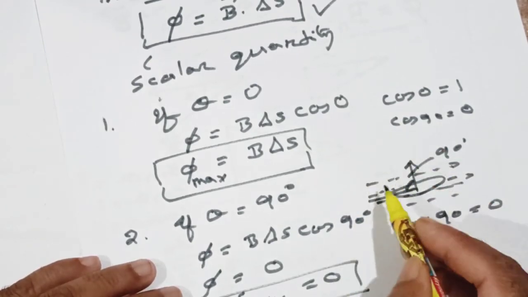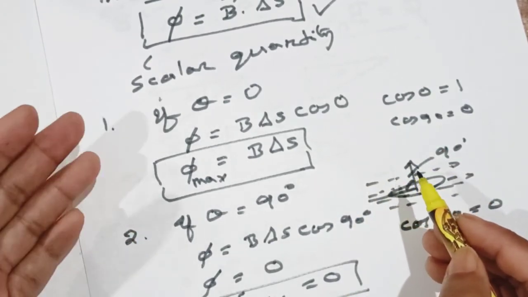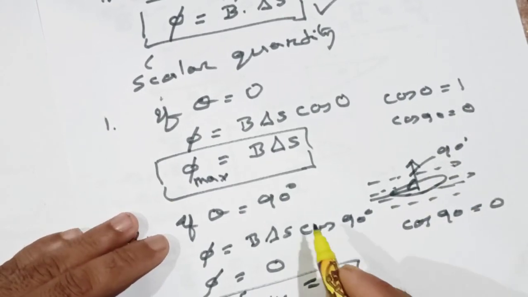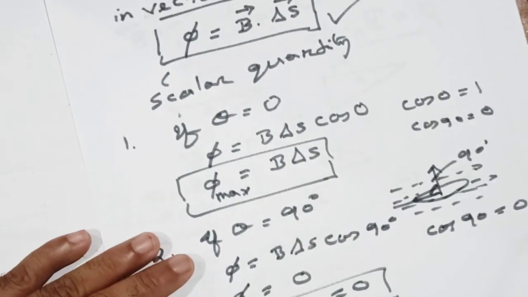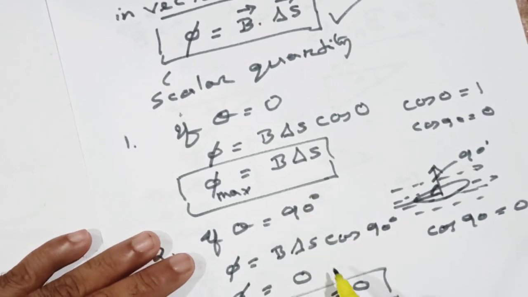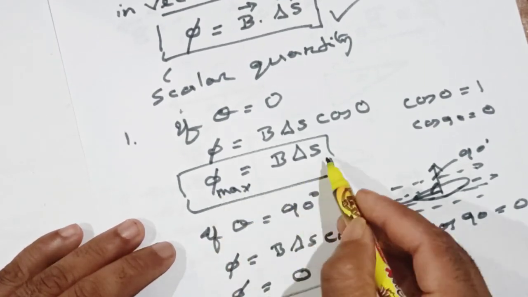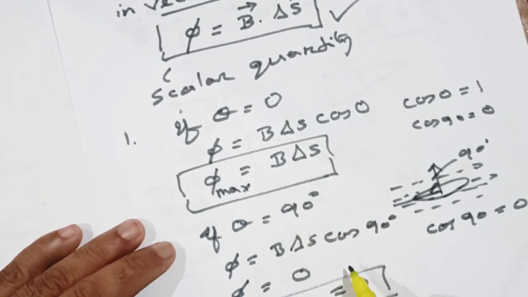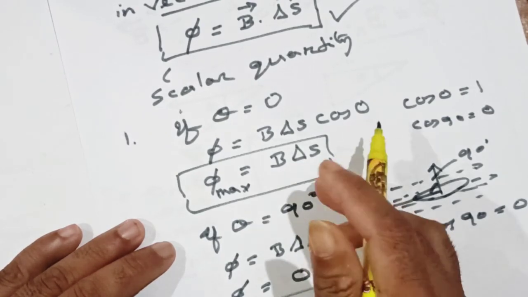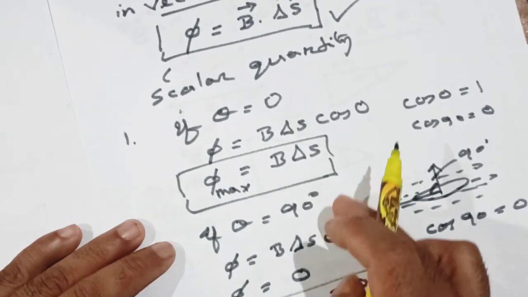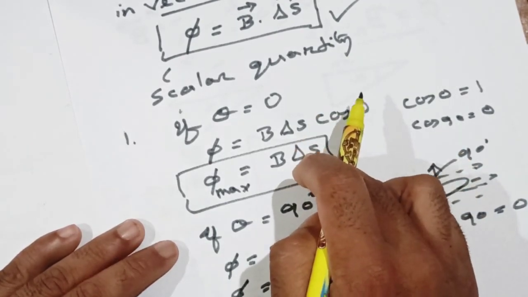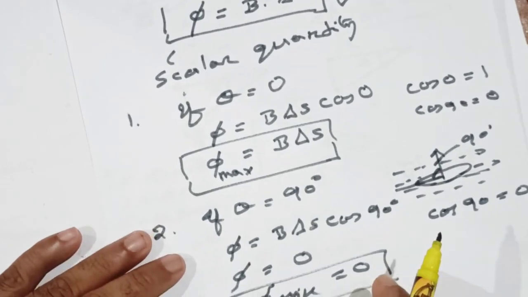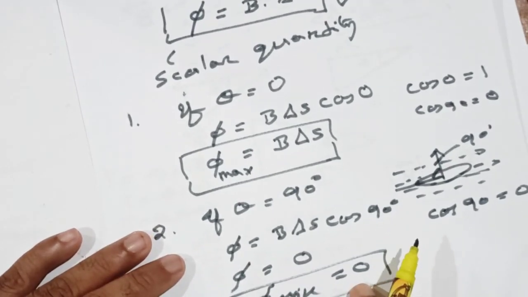It may be 30 degree, it may be 50 degree, 40, 70. It will be less than this, however it will be greater than this, in between, okay. The flux can be at 30 degree, 40 degree, 50 degree, 60, 70, 80, 90. Here, it will have the greatest effect of magnetic flux, and here we will get the minimum amount of magnetic flux.